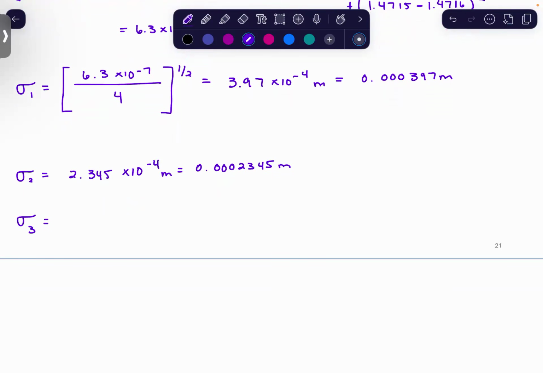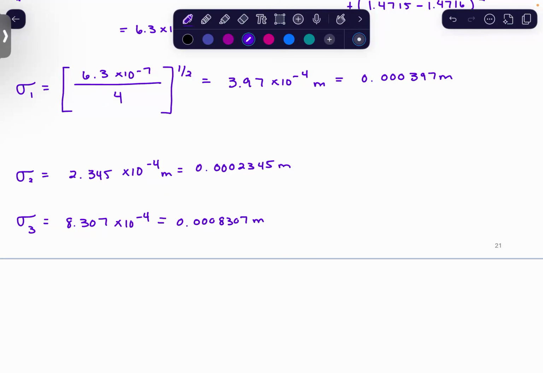And our standard deviation for student 3 ends up being 8.307 times 10 to the negative 4th, or 0.10008307 meters. Now let's look. Clearly, you notice that student 2 has the smallest standard deviation, which means that student two's data is the most precise.